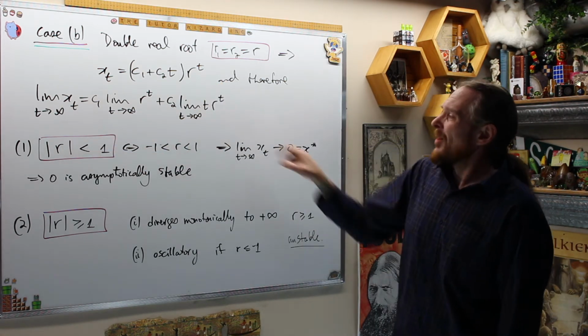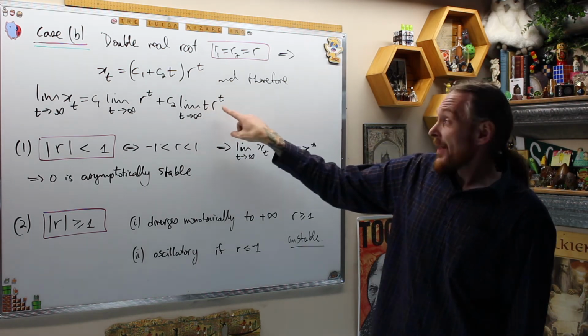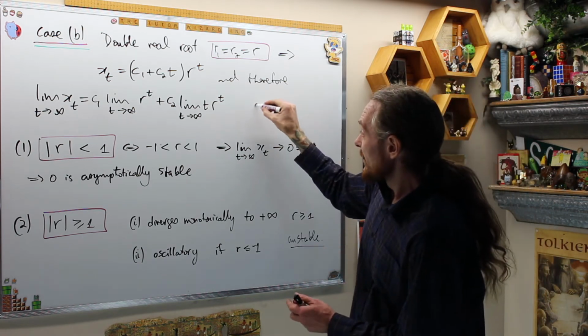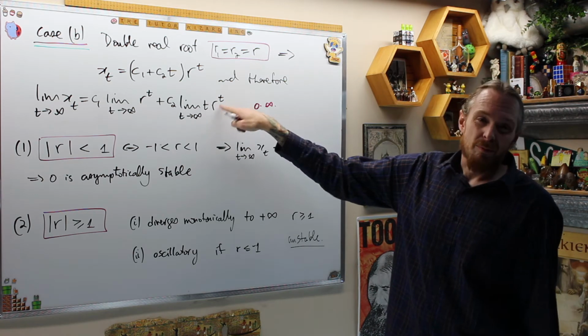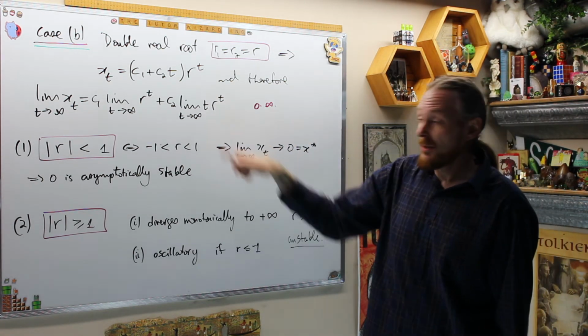Why is that? It's L'Hopital's rule. t is going to infinity, and because |r| is less than 1, r^t is going to 0. So this is actually a 0 times infinity type. What I would do is write this as t over 1 over r^t, take the derivatives, and then you can see that this actually goes to 0.